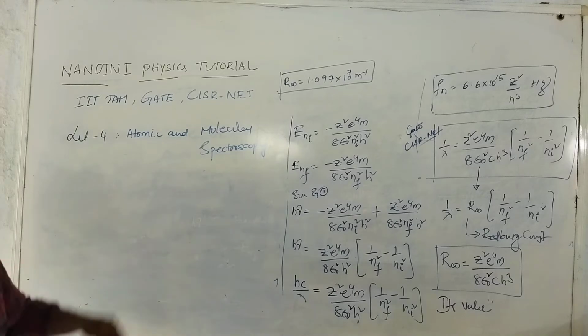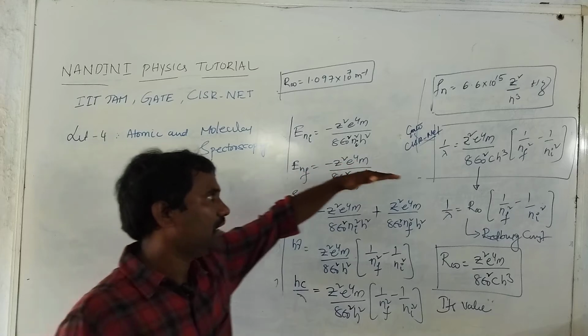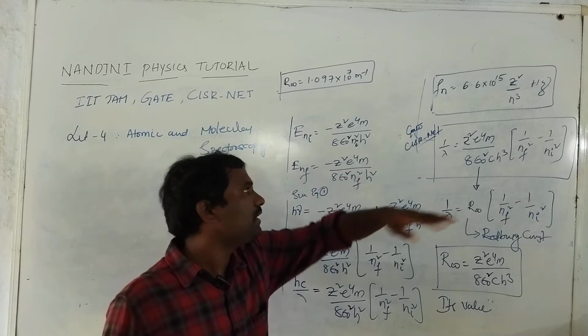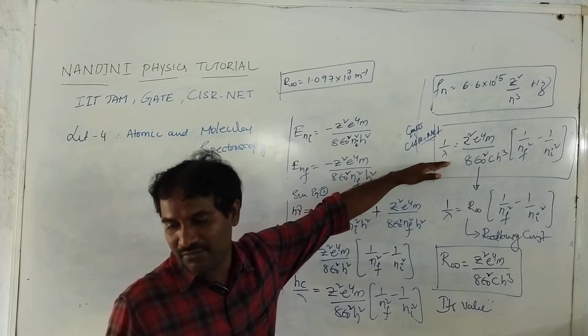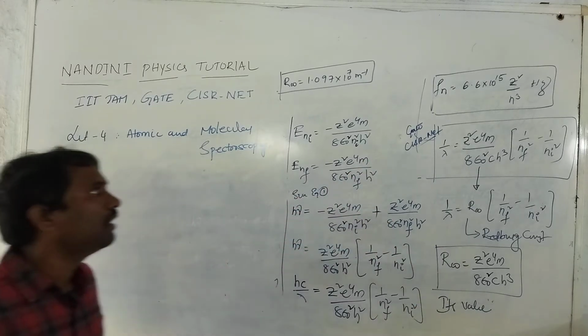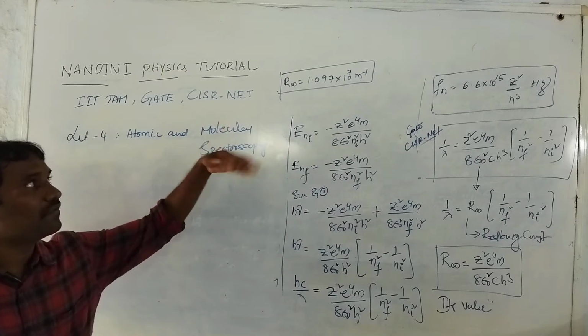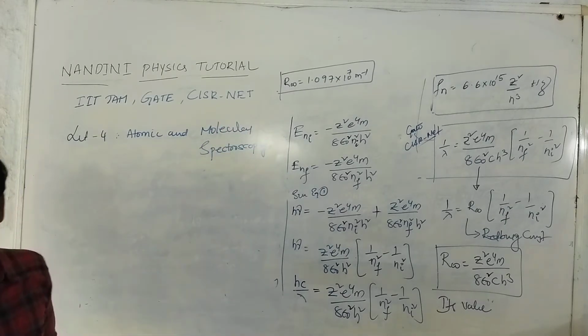So after then I want to introduce emitted frequency radiation. That's called frequency of radiation. I will find that equation. After then from that equation I derive Rydberg constant and the value of Rydberg constant. After then there is a relation between energy and Rydberg constant. We can derive that energy also.